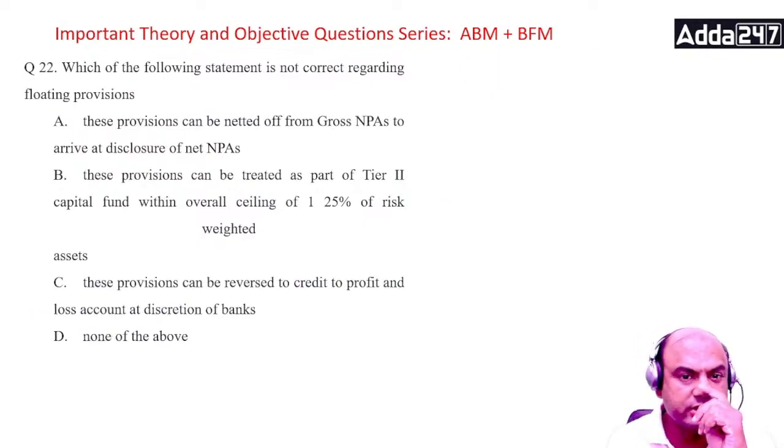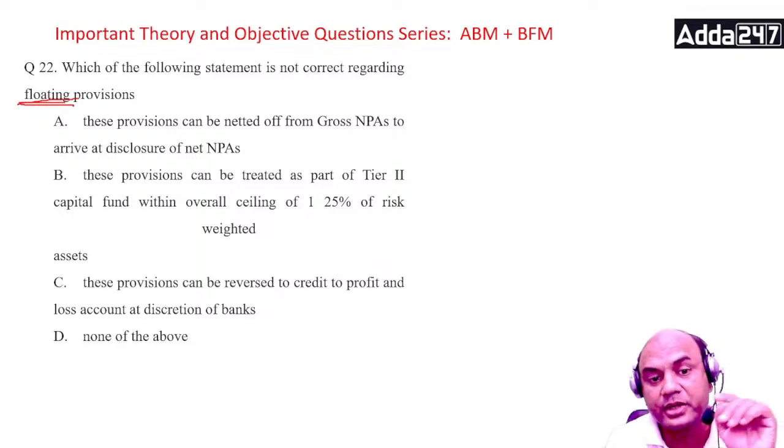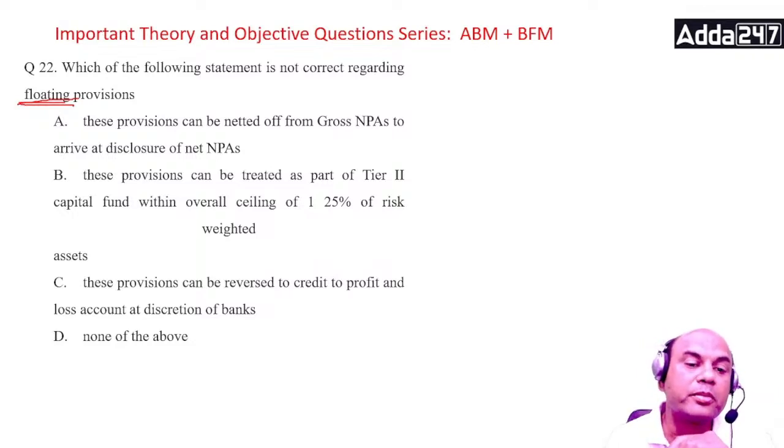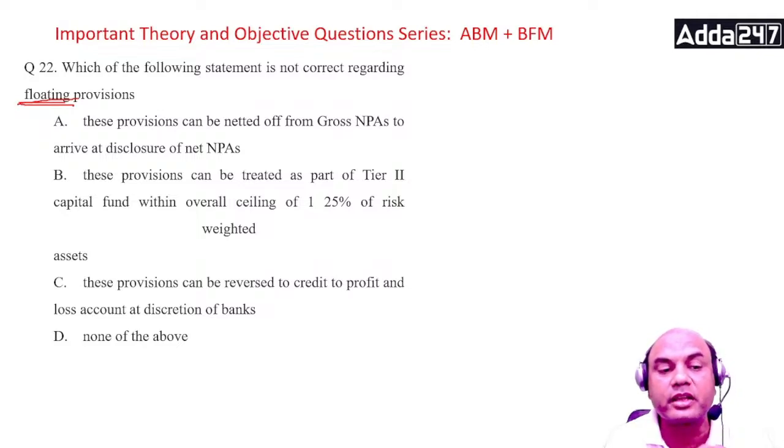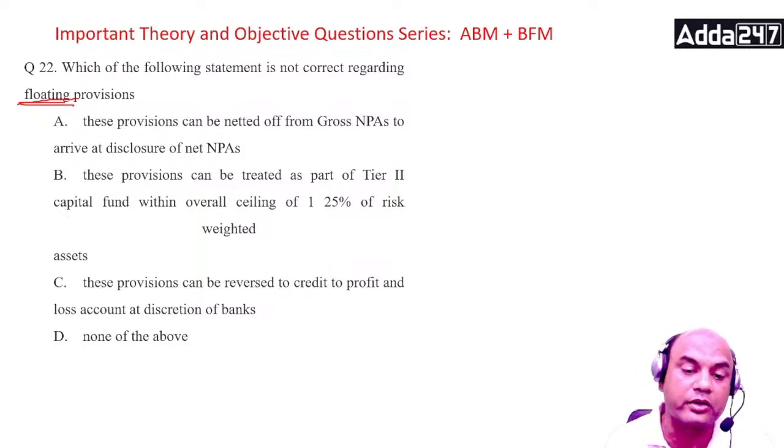Which of the following statements is not correct regarding the floating provisions? Regarding the floating provisions, remember this. The provisions can be netted off from gross NPS to arrive at the disclosure of net NPS. Okay? Think over it. Which of them is not correct regarding the floating provisions? I'll give you the answer later. First, you try yourself. Okay?